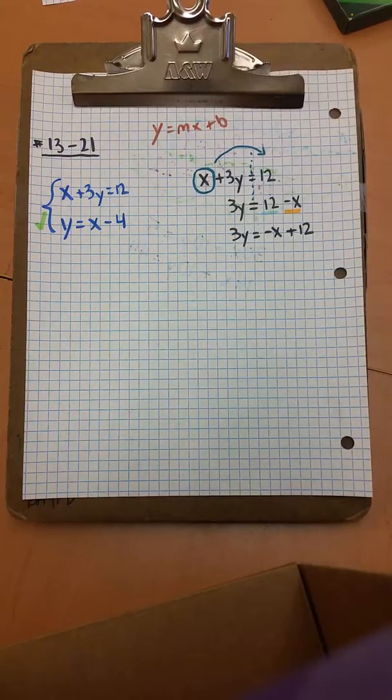Last, we need to get rid of the 3 touching the y. This is a times 3, so we need to divide by 3. After dividing everything by 3, we get y equals negative 1/3 x plus 4.